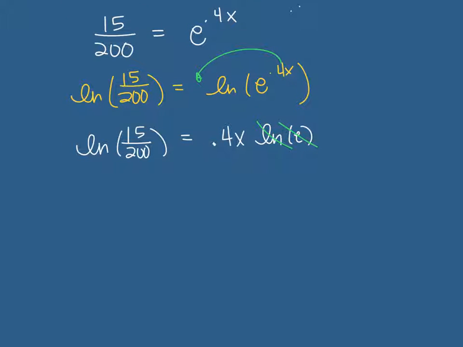So the only other thing I have to do to get my x by itself is get rid of one last number, which is what? Right, and I can use division. So I'll say it's the ln of 15 over 200 divided by 0.4, and I will leave it as a fraction unless I have access to a calculator to turn it into a decimal.